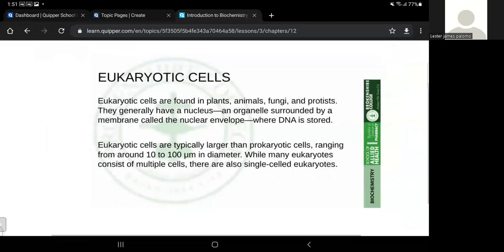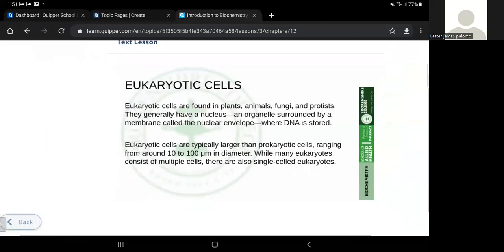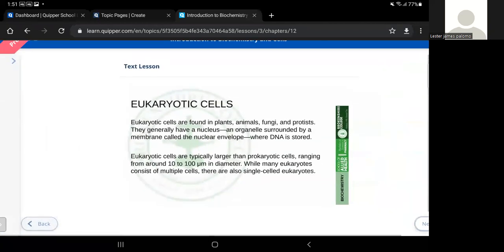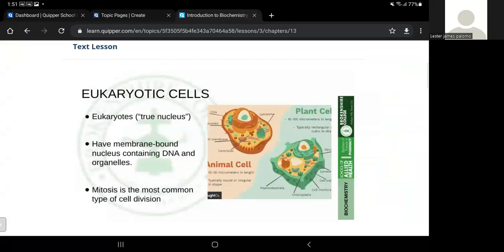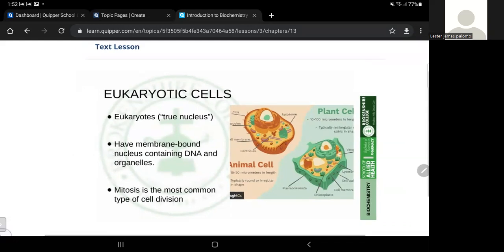So your eukaryotic cell, or eukaryote, means true nucleus, meaning with a nucleus, and it is bound by a membrane. For prokaryotic, they are not bound to a membrane, the nucleus. And again, for eukaryotic, it is a membrane-bound nucleus containing DNA, and the membrane comprises different organelles, which will be discussed later on.